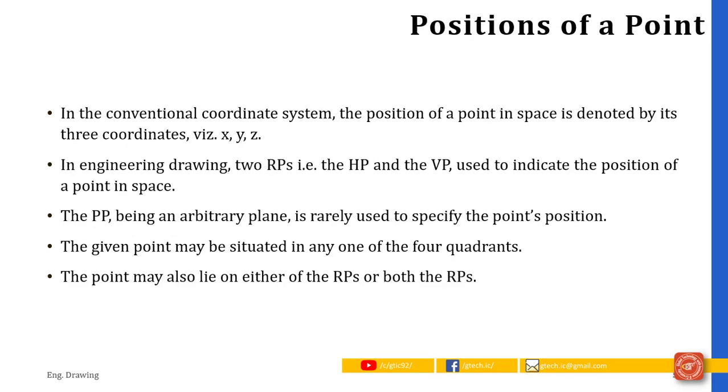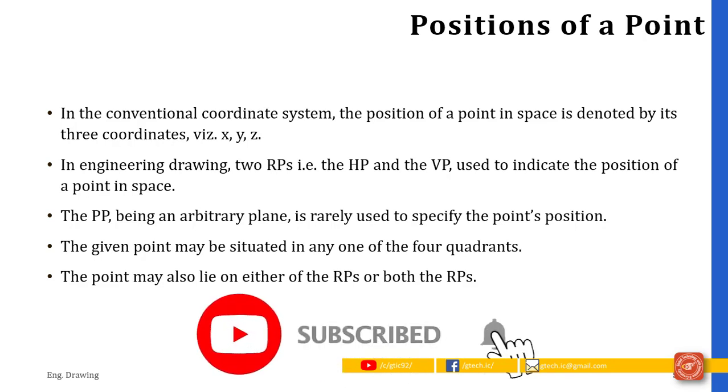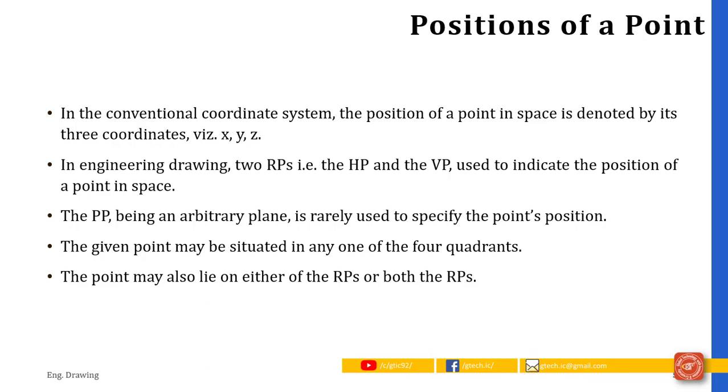Position of a point. In the conventional coordinate system, the position of a point in space is denoted by its three coordinates x, y, and z. And in engineering drawing, two reference planes, the HP (horizontal plane) and the VP (vertical plane), are used to indicate the position of a point in space, and the principal plane PP, being an arbitrary plane, is rarely used to specify the point's position.